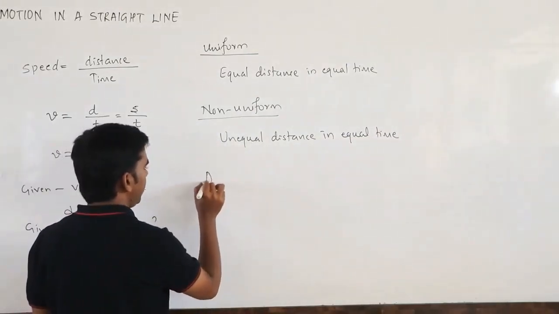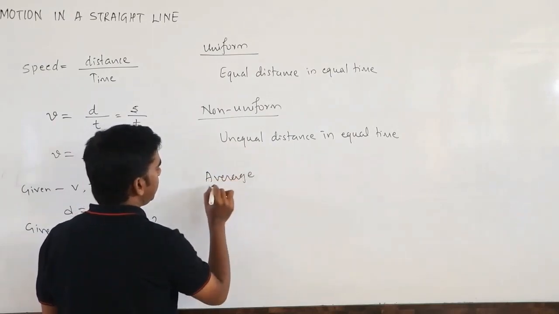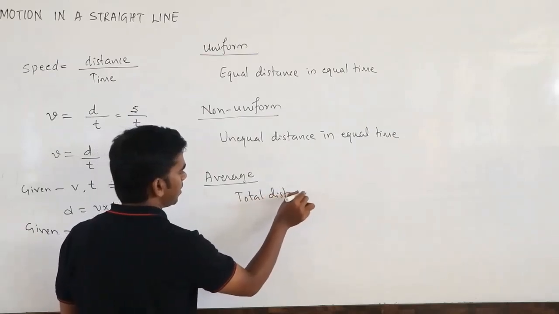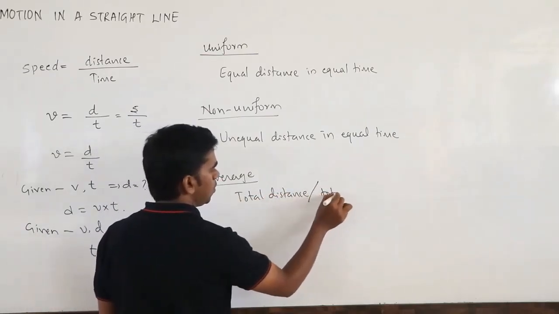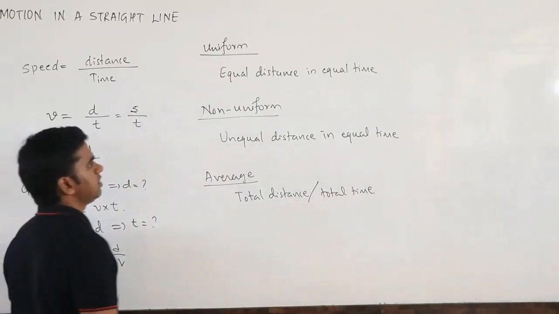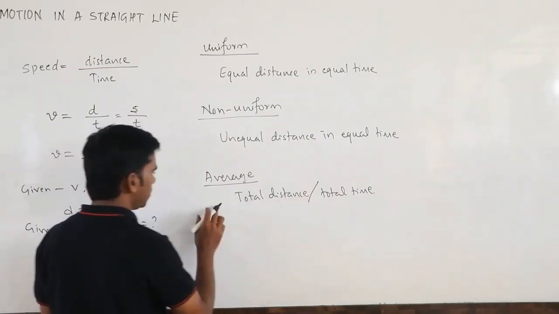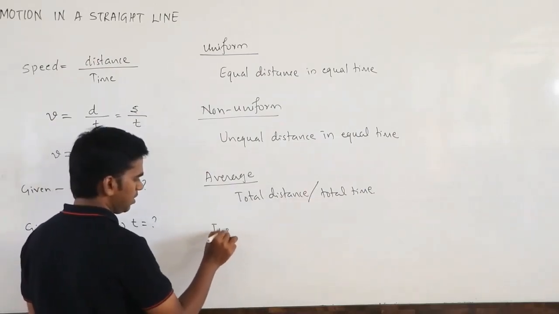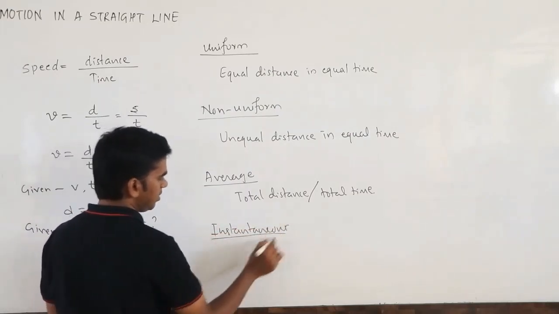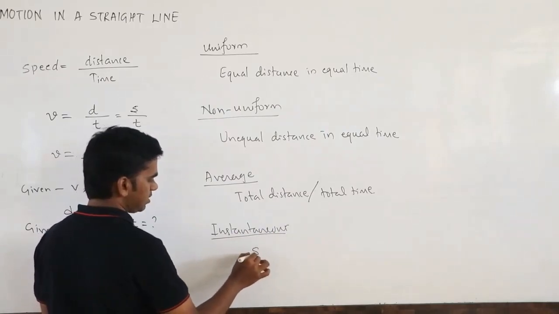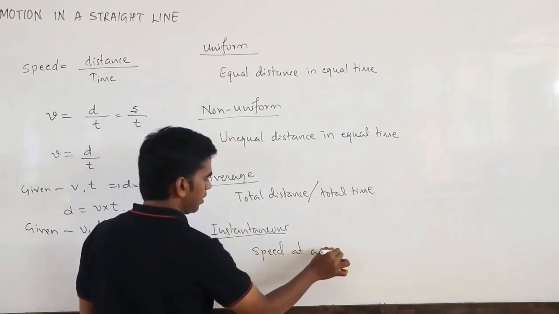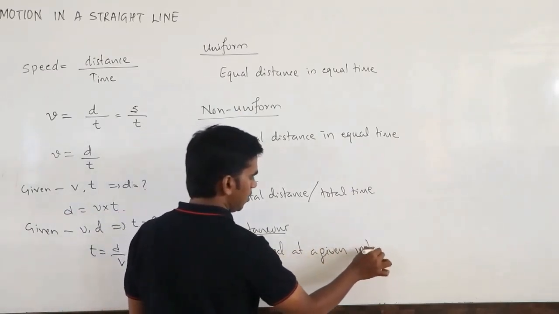So similarly, average speed is what? It is nothing but total distance divided by total time. It is the ratio of total distance covered to total time taken. So next is instantaneous. Instantaneous speed is what? It is nothing but the speed at a given instant of time.